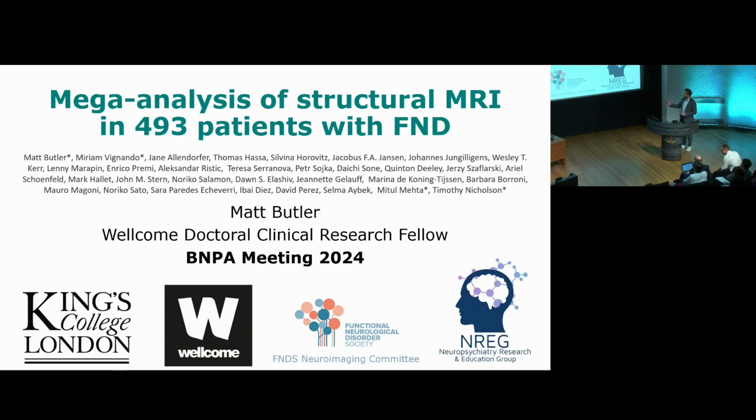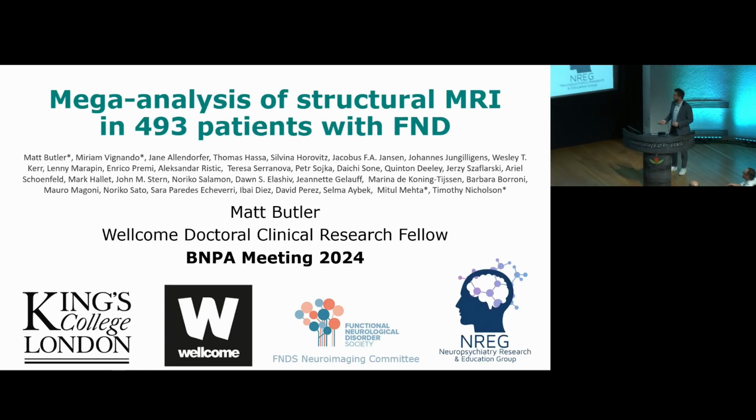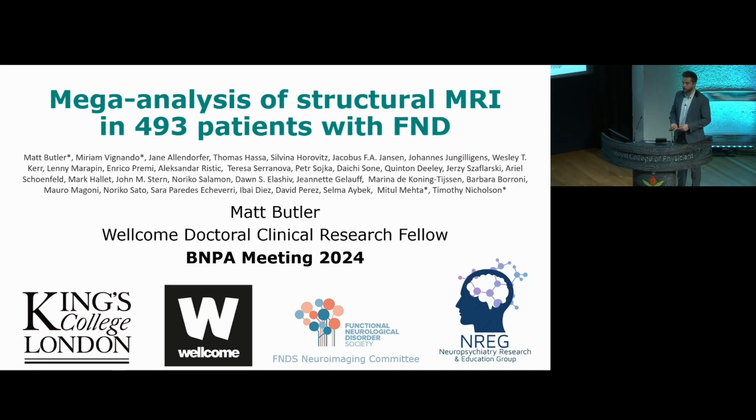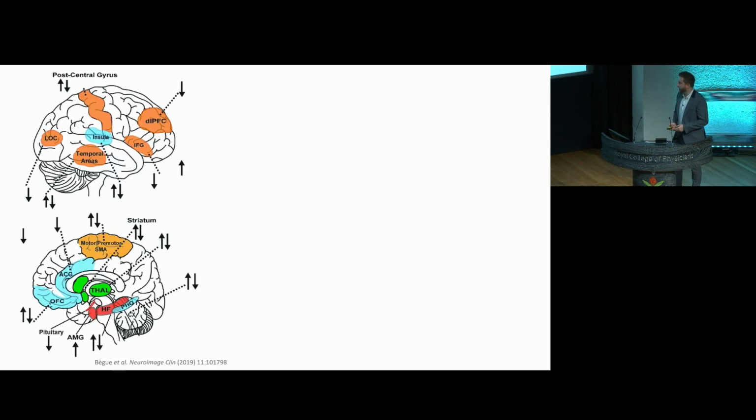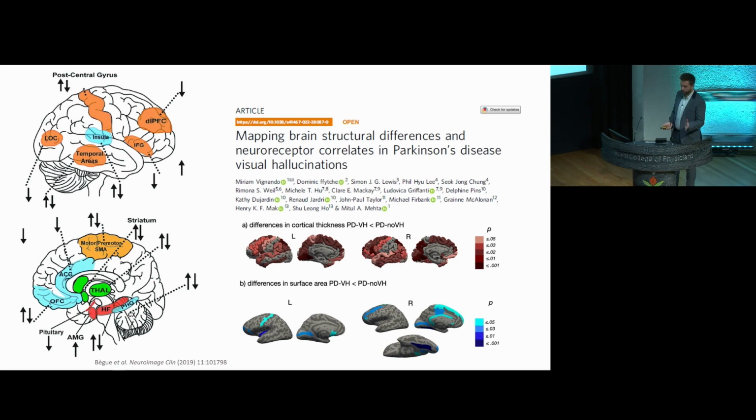So what do we know? I'm going to present to you our mega-analysis of structural imaging in 493 patients with FND. So what do we know about the structural neuroimaging so far in FND? Well, very briefly, as this recent systematic review shows, there's been various regions that have been implicated in FND, including the frontal lobe, the motor cortex, and the limbic cortex as well. But as you can see by the varying up and down arrows, the data is not entirely in agreement, and the studies are generally quite small. No offense to anyone who's done the studies, I know how hard it is to do a neuroimaging study.